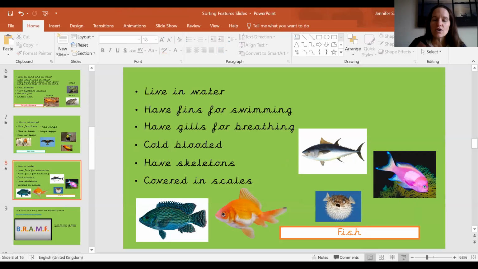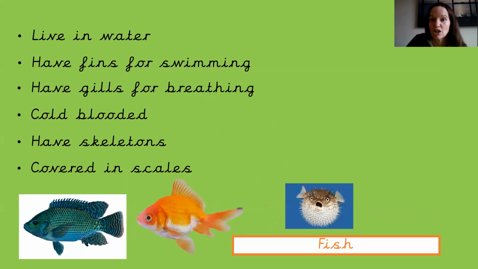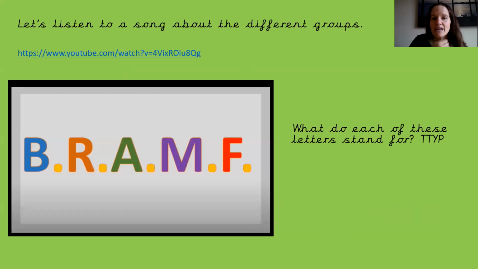Great work. So those are some of the features of the animals that we are going to be looking at today. Now, if you want, you can go on YouTube, and it's just a little fun song that goes through all the different features. So what do each of these letters stand for? The B stands for birds, R for the reptiles, A for amphibians, M for mammals, and F for fish. So that's just a fun song if you'd like to listen to that.